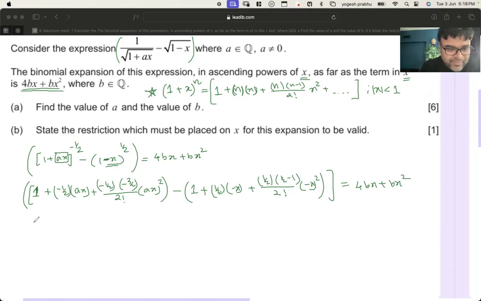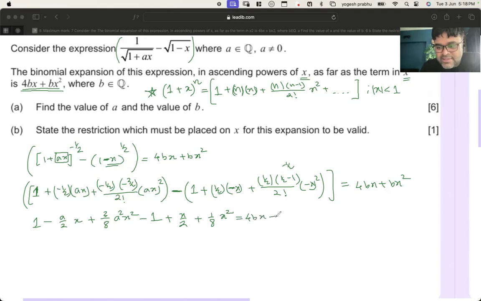Okay, let's simplify this. I get 1. Be mindful of the signs very carefully. Minus a by 2 x, this term. Then minus times minus gives plus 3 by 8 a squared x squared. Minus 1, there is a minus sign here that makes it minus 1. And this minus and that will make it plus x by 2, or half x. Then half minus 1 is negative 1/2, so that will be positive 1 by 8 x squared. That is equal to 4bx plus bx squared. I hope I did all the signs correct. So negative 1 and positive 1 will cancel out. This will be positive. Just checking the signs once again, guys.